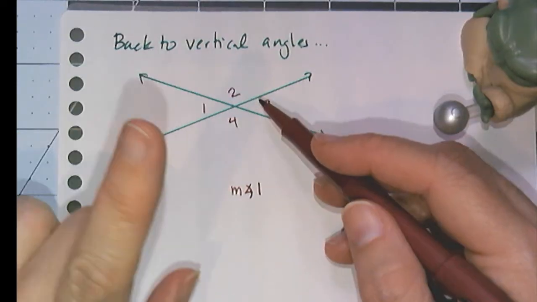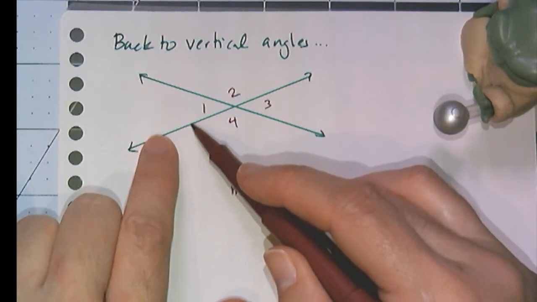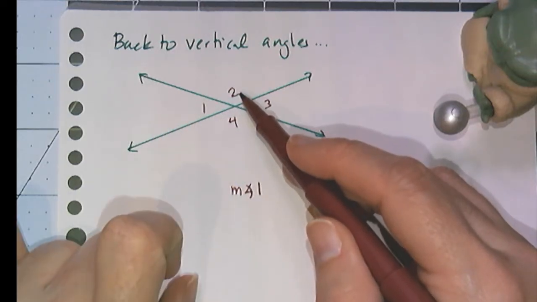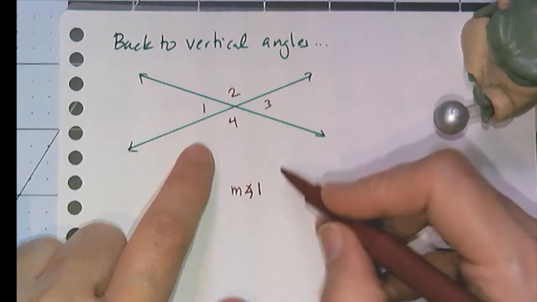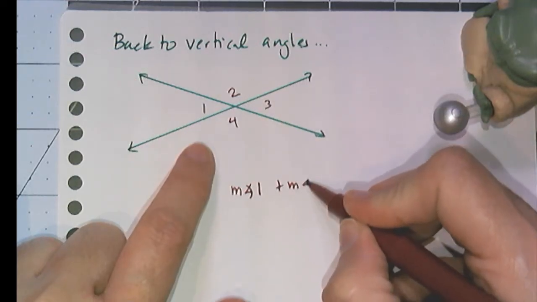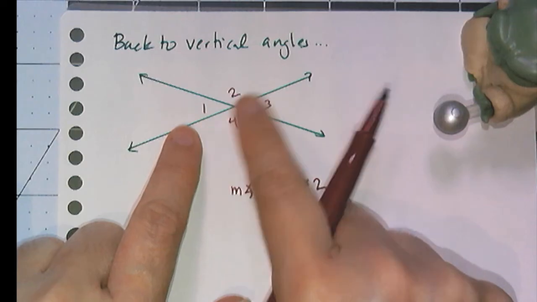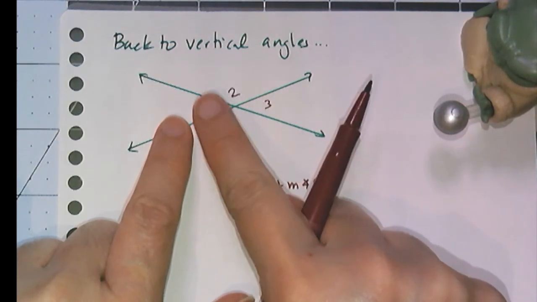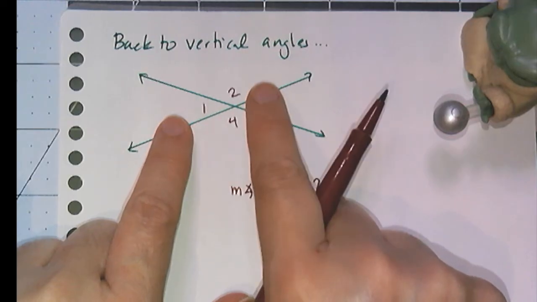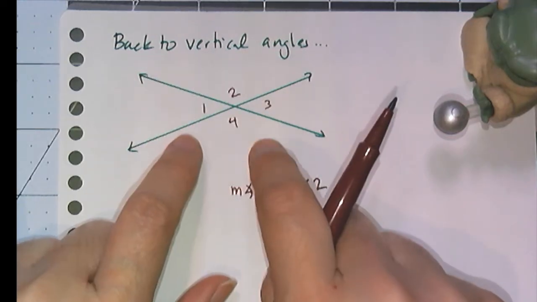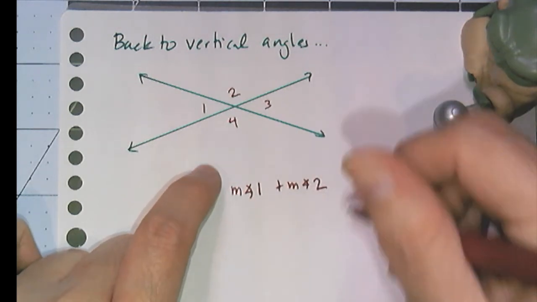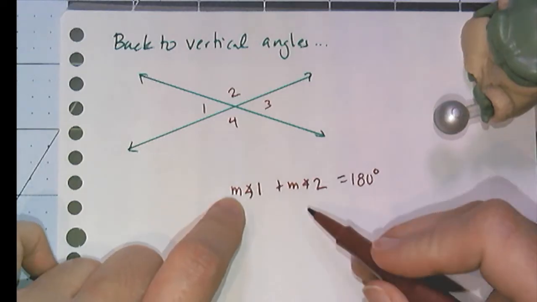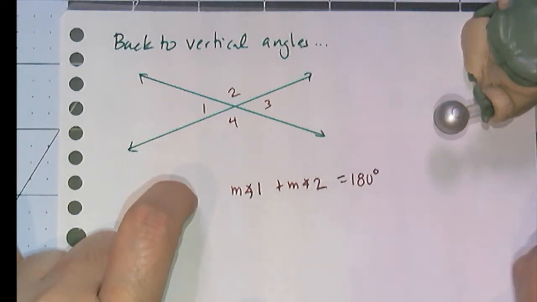Okay, now, I know something: angle 1 and angle 2 form a linear pair. And I also know that linear pairs are supplementary. So I'm using the established facts that linear pairs exist, and 1 and 2 by definition are a linear pair, and therefore the measure of angle 1 plus the measure of angle 2 are supplementary because linear pairs are supplementary. So I can establish this fact based on that, right? So the measure of angle 1 plus the measure of angle 2 is 180 degrees.